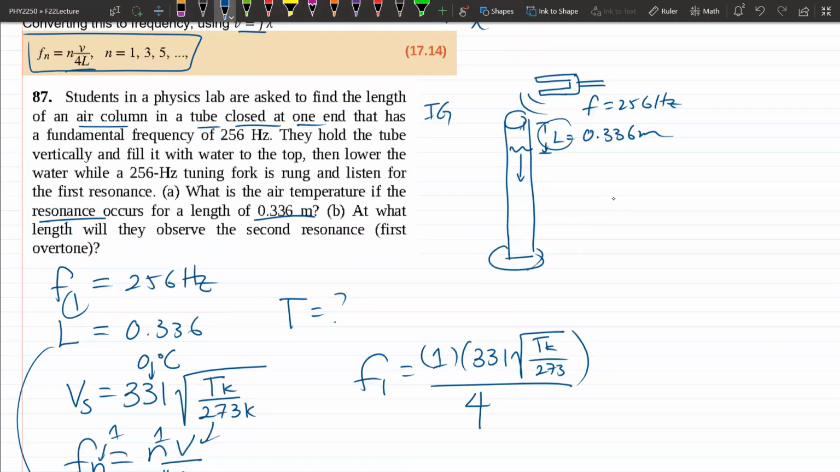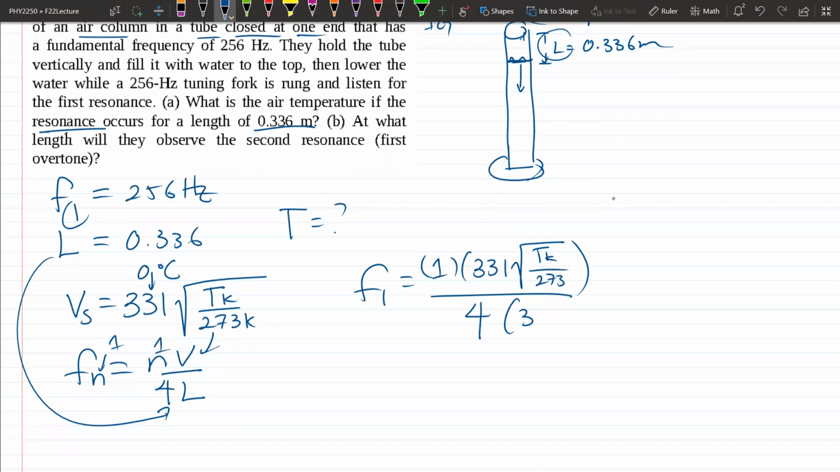The length of the tube we just made, because the water makes a closed end. It allows us to change the length of the tube dynamically like this. The length of the tube is 0.336, and all of this is in meters. This is in meters per second, so we're good. And this tells us that the frequency is 256 hertz.